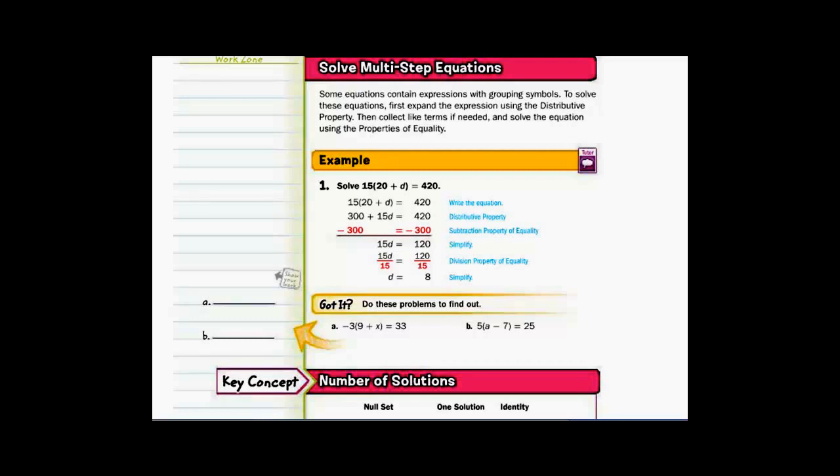I'd say these are now like college age, young adult kind of equations. So not the worst you're ever going to see, but they're more complicated than before. But again, nothing that you can't handle. So you've got something that looks like this. Solve 15 parentheses 20 plus d equals 420. This right here should pop out to you as saying 15 times what we've got in here.